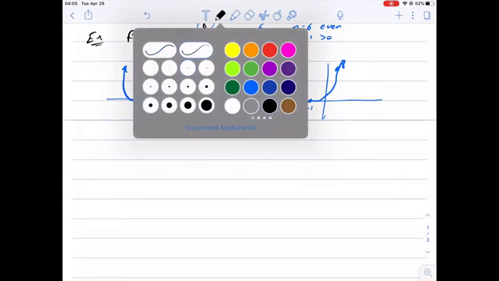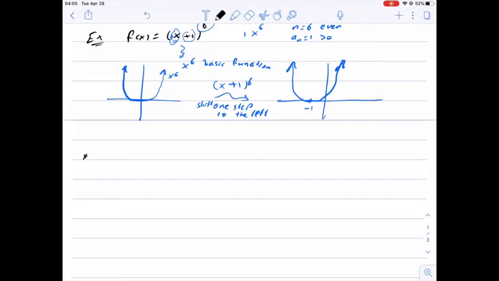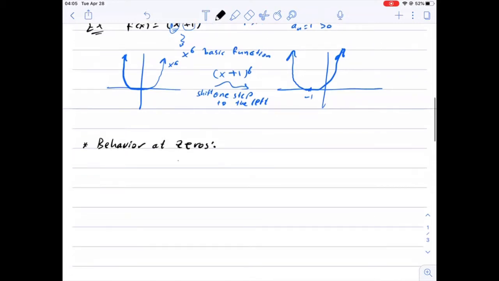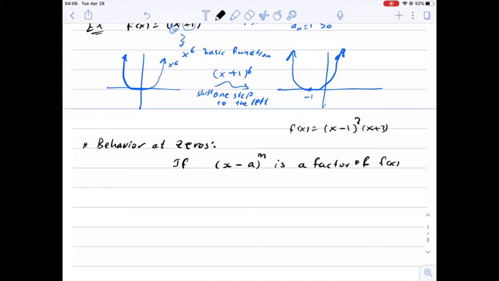Now let's talk about behavior at zeros. Before we start graphing polynomials, we need to know something about the behavior at zeros. Now if x minus a raised to the power m is a factor of the polynomial f of x, for example, f of x equals x minus 1 to the power 2 times x plus 3, we could write the polynomial in this compact form, in terms of its factors. As you can see, this is x minus a raised to the power 2 here, and here x plus 3 raised to the power 1. So this is an example of a polynomial.